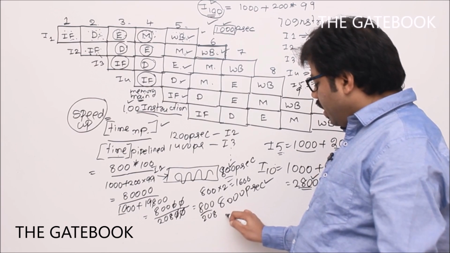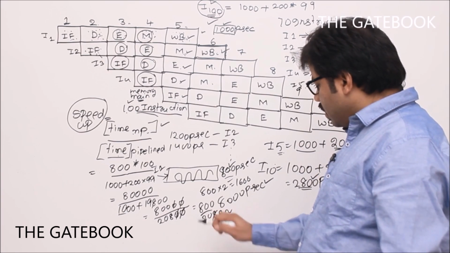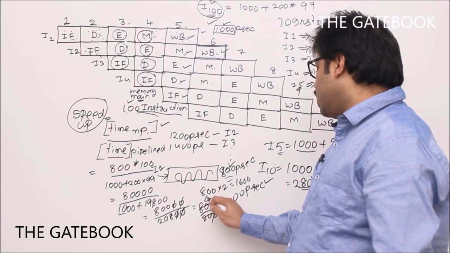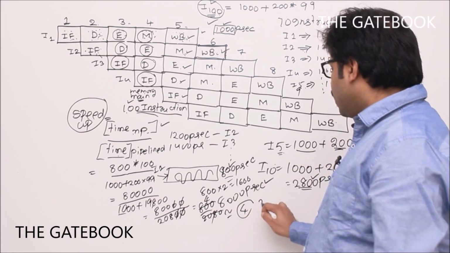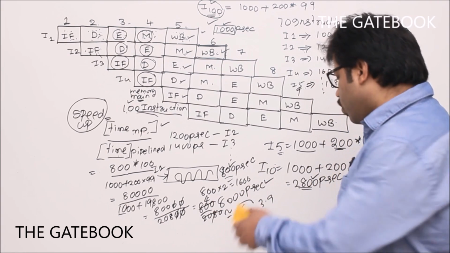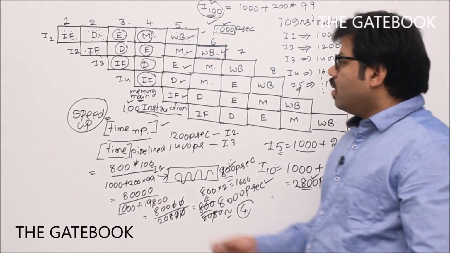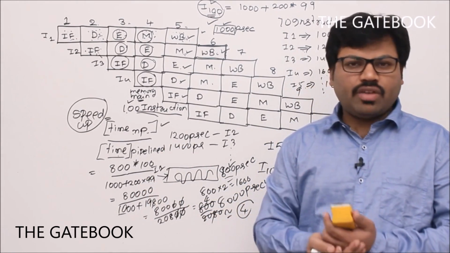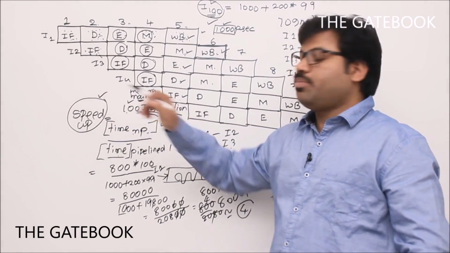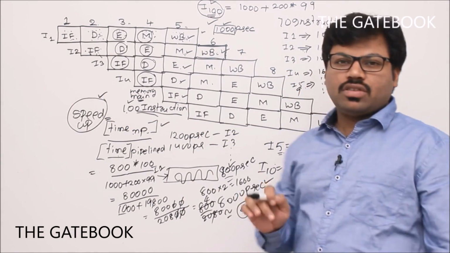If I approximate it, taking 800 by 200, which is nothing but 4, right? Otherwise you get something like 3.9, you have to calculate and check. Finally, the performance improvement through speed up is 4 times, fourfold.